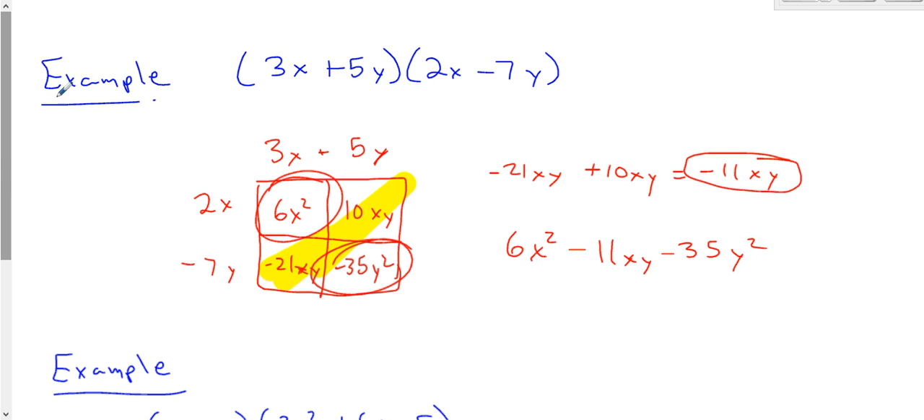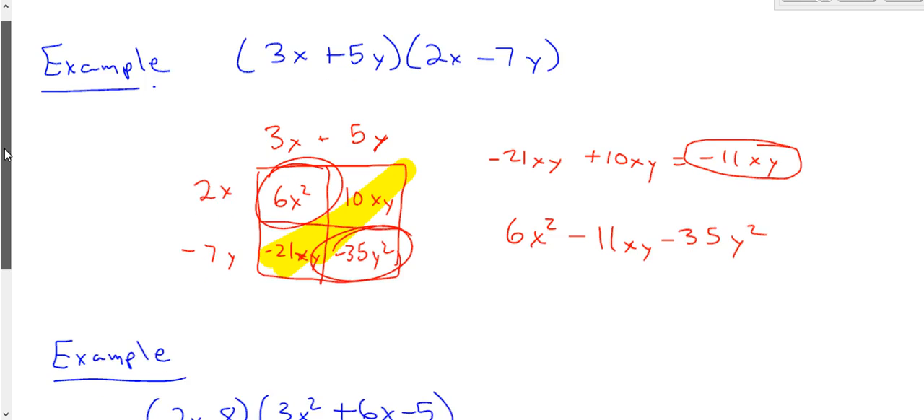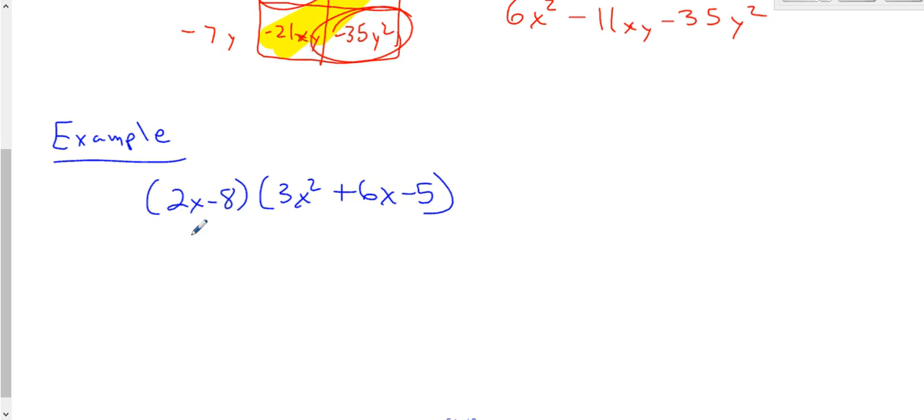Either method works completely fine. You are doing the same process. Some people see the other way better. Some people see the box method better, and they understand it better. And you can do this one the same way. You can do it either the distribution of terms or using the box method.